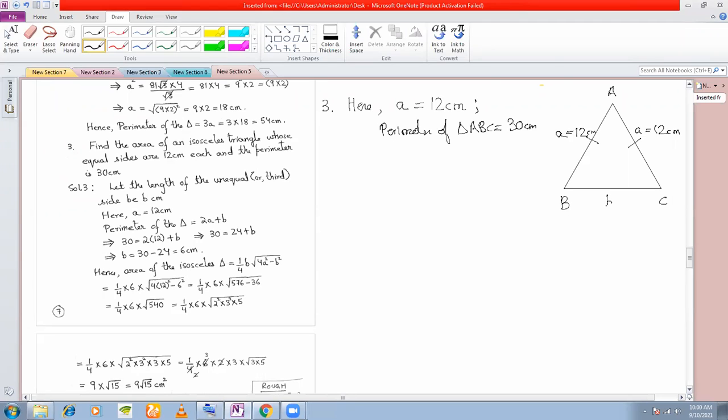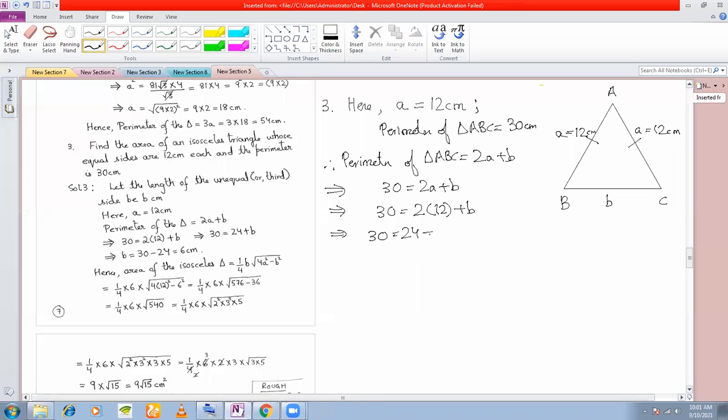Okay, now we call the unequal side B in an isosceles triangle. Therefore, what is the perimeter of an isosceles triangle? 2A plus B. Now perimeter is given to you as 30, so you can put it here. 30 is equal to 2A plus B. So from here you can find out the unequal side. Put the value of A. How much is A given? 12 centimeter. 30 is equal to 24 plus B. That means 30 minus 24 is equal to B. That means B must be equal to 6 centimeters.